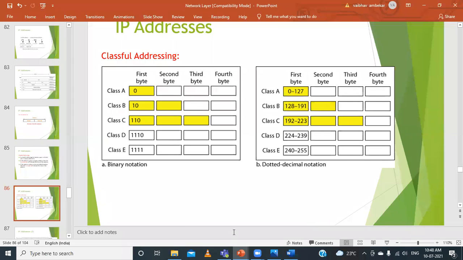Based on the IP address, we can categorize or decide which class it belongs to. Is this your question clear? Yes, sir. Does anybody have any doubts?